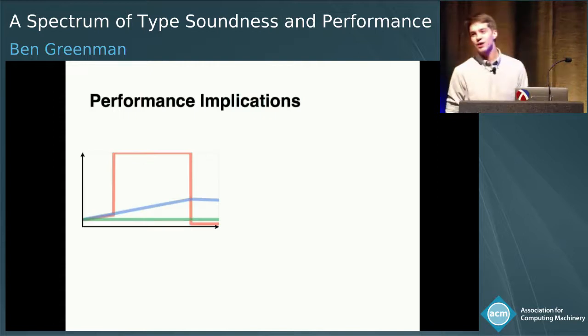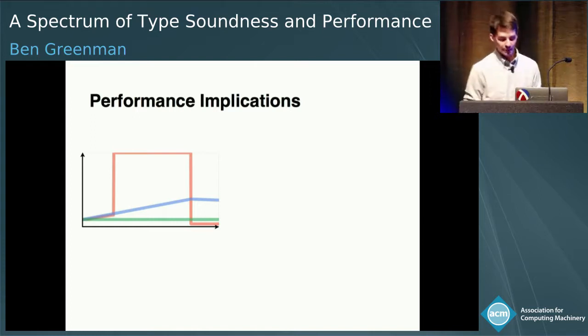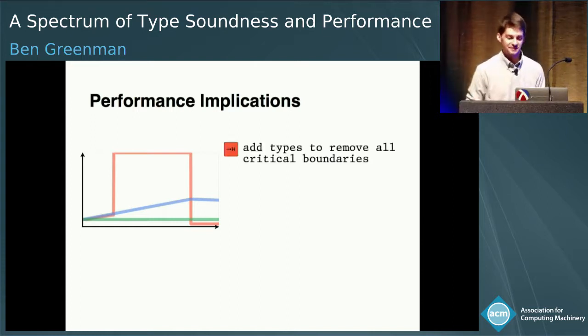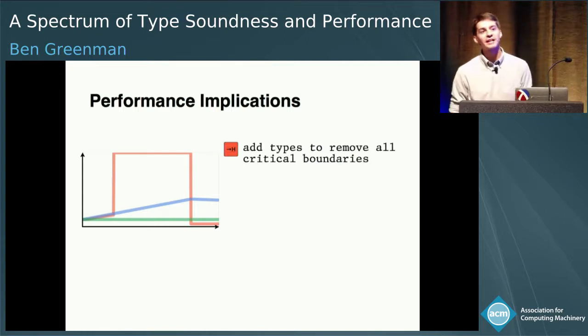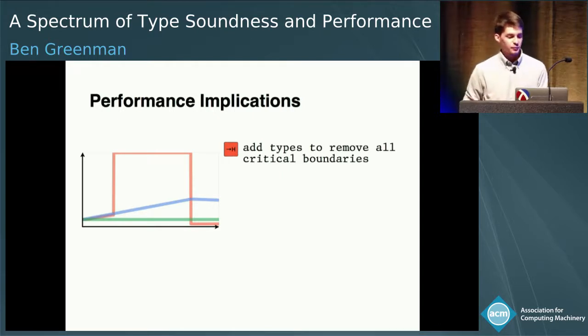So here's a sketch of the conclusions that we draw from this data with the wall in the red and the linear increase in first order. And so we can offer some general guidelines. If you're programming in a language that implements the higher order semantics, add types until you've removed all critical boundaries. So then you get the most benefit for your optimizations and the least cost from interactions.